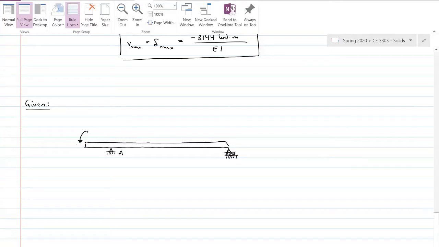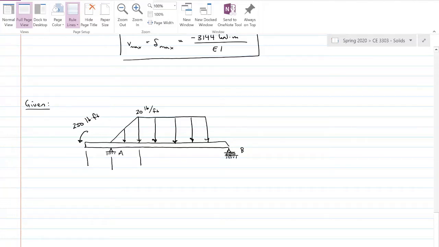Alright, I'm going to put a moment on here of 250 pound-feet, not pounds per feet, I apologize, pound-feet. Okay, we'll have that, goes to there, goes to there. 20 pounds per foot. And let's get some distances on here. 6 feet, 6 feet, 15 feet, 6 feet.